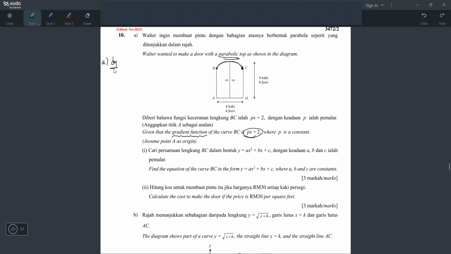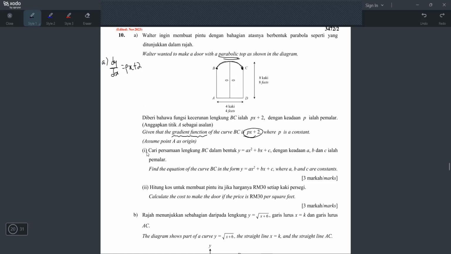So dy/dx equals px plus 2. Maybe it's not a quadratic chapter question. Maybe it's differentiation, so I made a mistake. Just now I thought it's a quadratic question, but it's a differentiation. But it's mixed with quadratic. Okay, where p is constant.